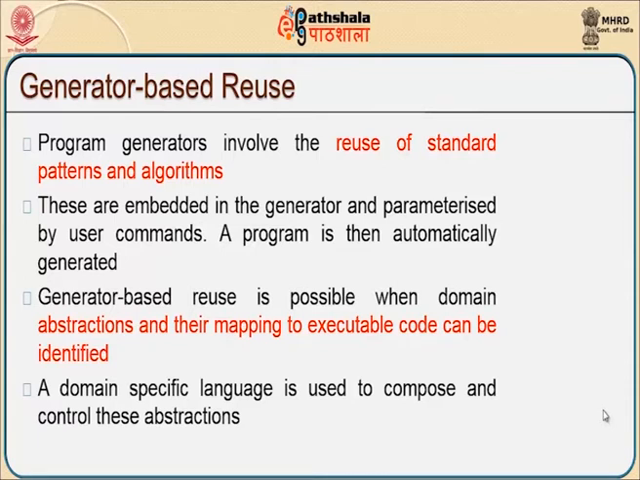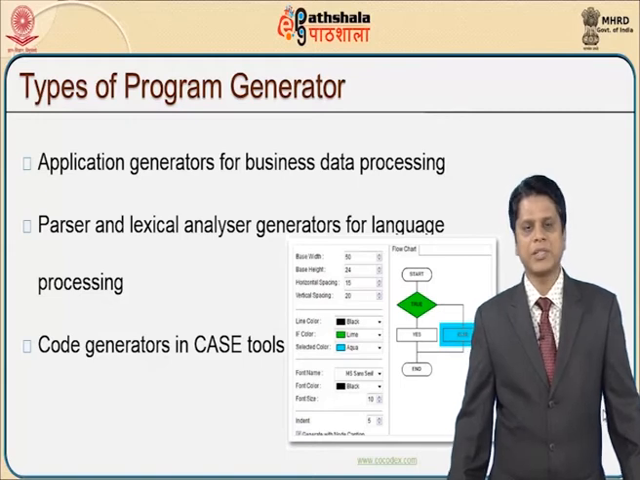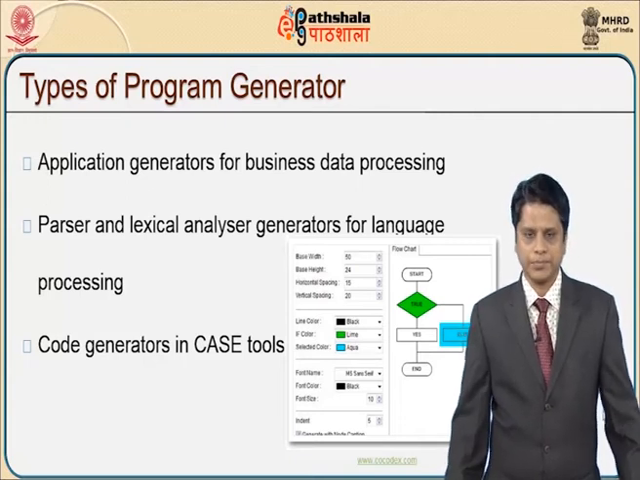Generator based reuse is possible when domain abstractions and their mapping to executable code can be identified. In cases where domain abstractions are predominant and their mapping is given a clear indication, then we go for generator based reuse. A domain specific language is used to compose and control these abstractions. The types of program generator are: application generator for business data processing, parser and lexical analyzer generator for language processing, and code generator for CASE tools.